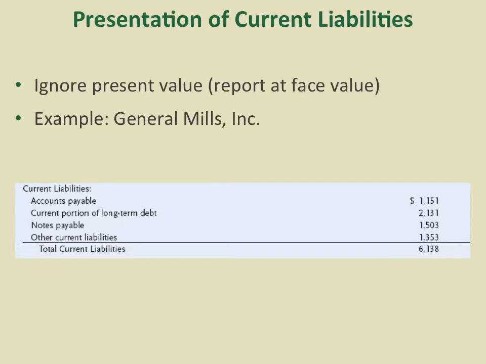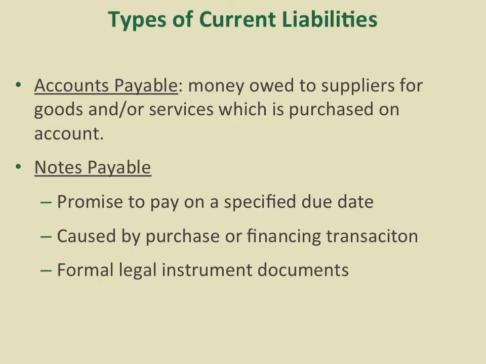And this is the General Mills current liability section. We can see that in this section, they include something like accounts payable, current portion of long-term debt, short-term notes payable. And this section is listed in front of the long-term liabilities in the liability section. Now, let's talk about some typical types of current liabilities.